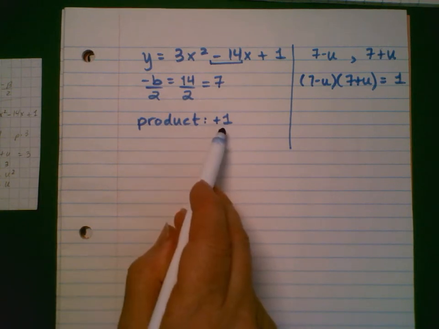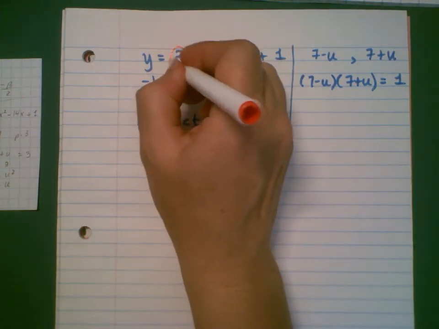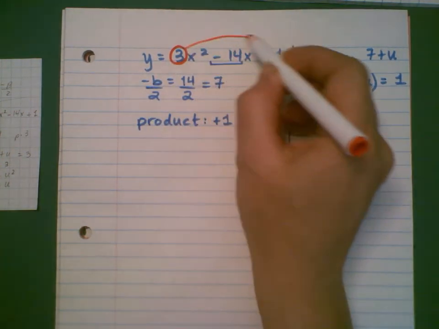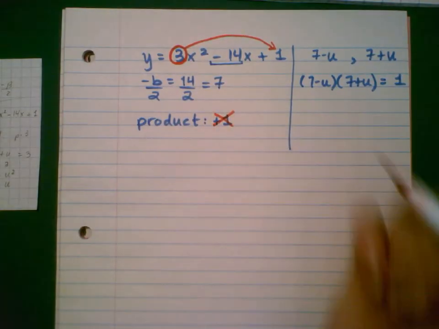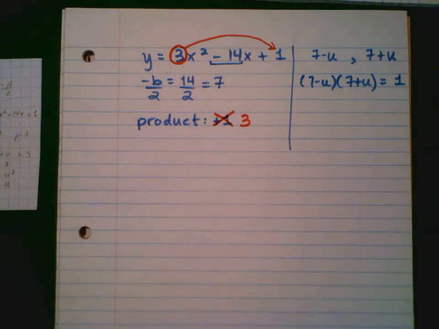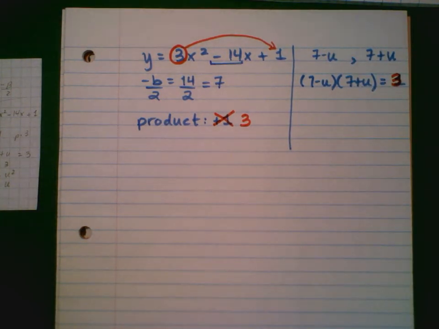And I've just done the error that I was intending to demonstrate. The product is not 1. In this case, because of this leading coefficient of 3, that 3 is going to get multiplied into that constant term. So the product is not 1, it is 3. So I'm going to change that over here too. So that's the difference between how you would solve the problem if it had a coefficient of 1 versus not 1.